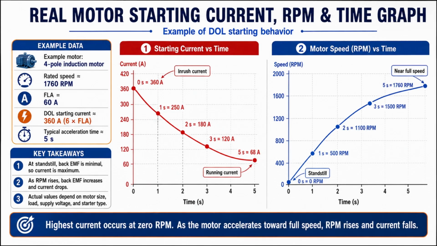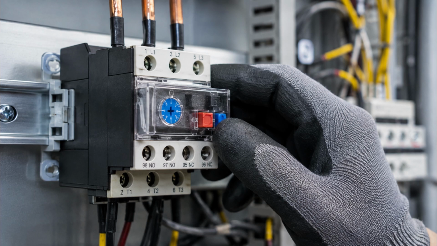Now think about what happens if the motor cannot accelerate properly because of heavy load, low voltage, or a mechanical problem. The current may stay high for much longer than normal. And that is exactly why overload protection becomes so important. So next, let's look at why the overload relay does not trip immediately every time the motor current rises above FLA.